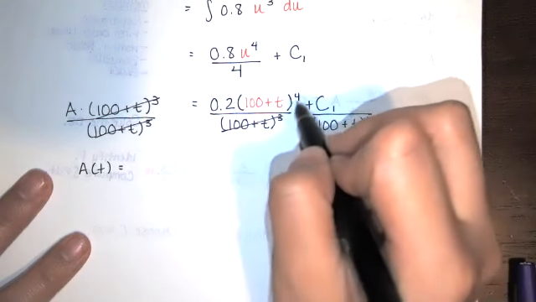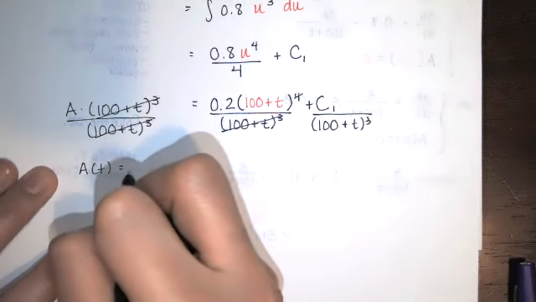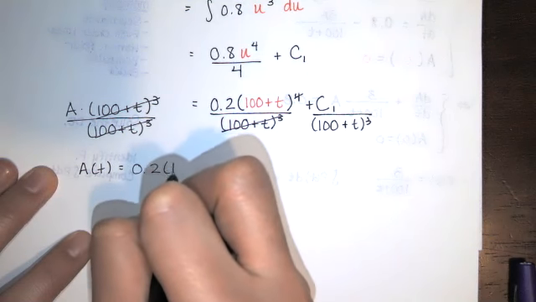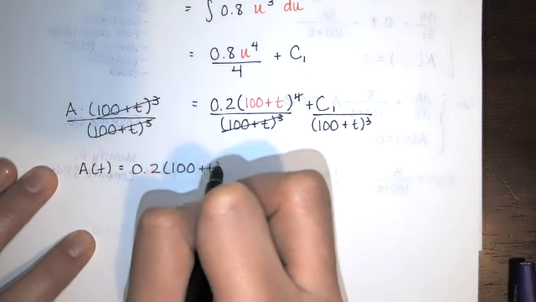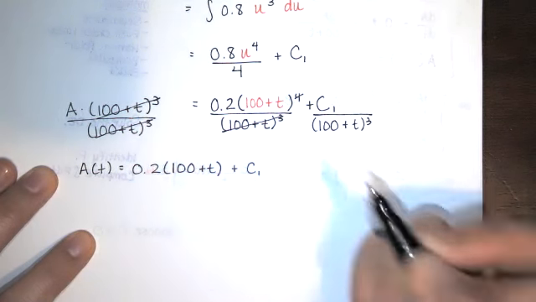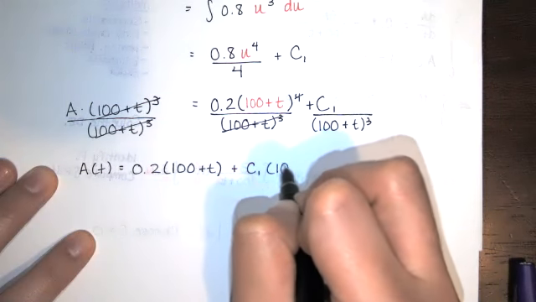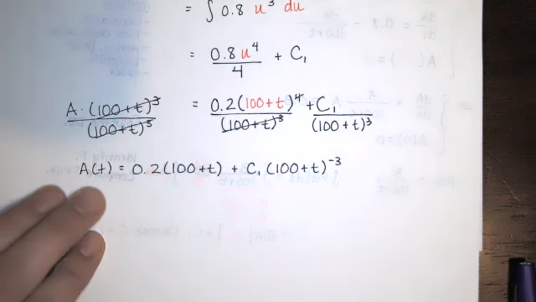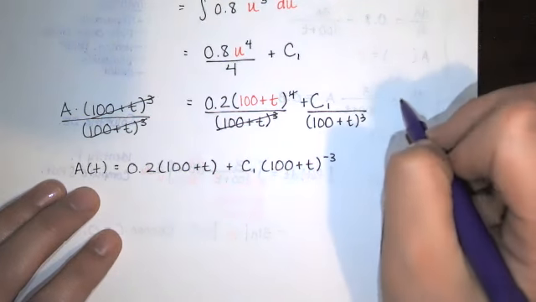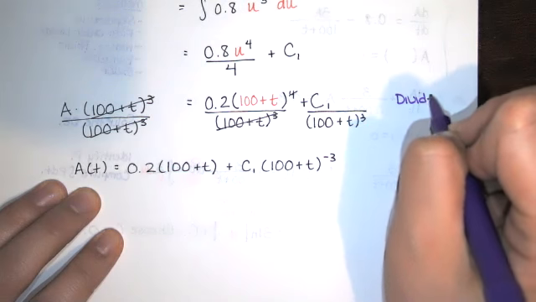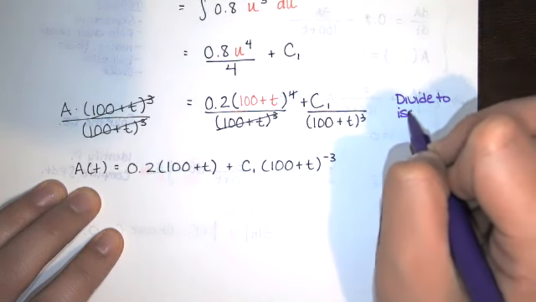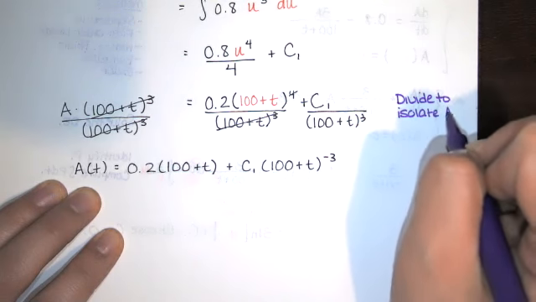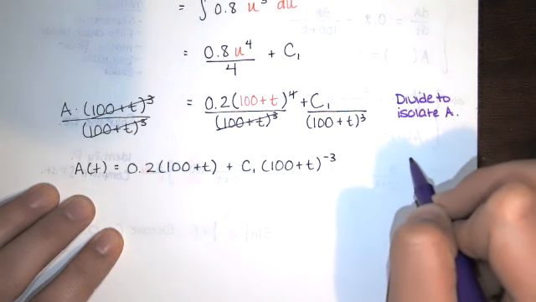And you've got 3 of those down there and 4 of them up here. So 3 of them reduce. If you want, you can say this is c1 times 100 plus t to the negative 3. That's fine. This is the general solution.